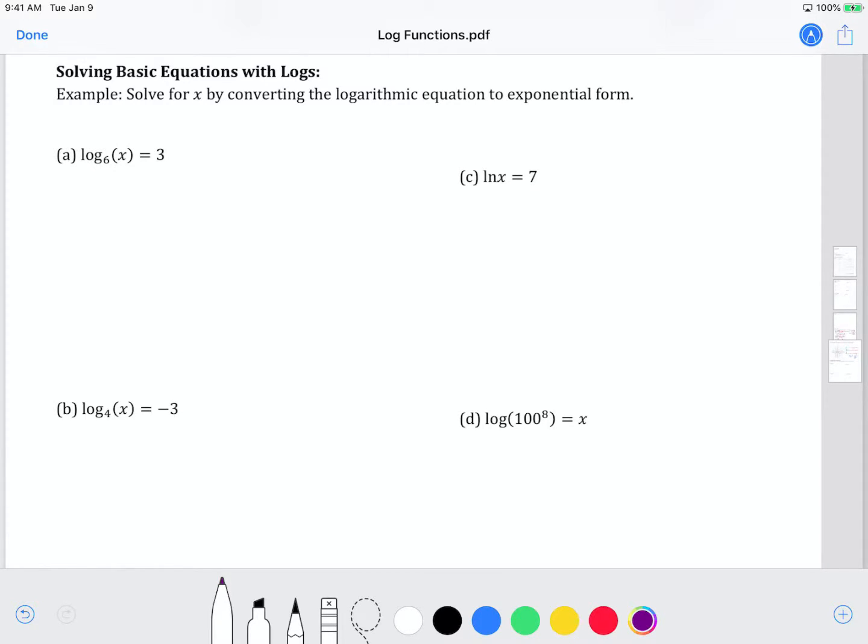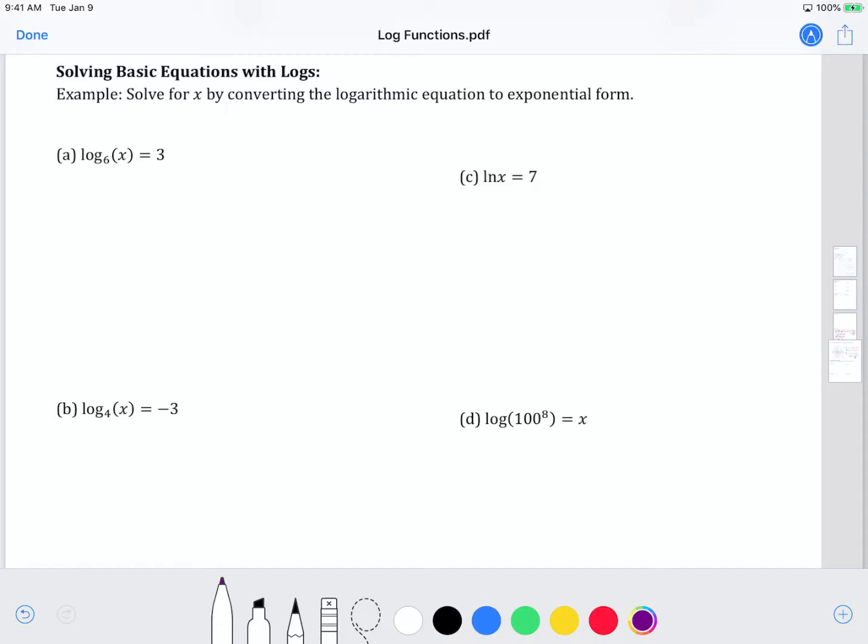Okay, now we are going to discuss solving basic equations with logs. In a later section, we're going to get more into detail with this, but we're just going to introduce you to the most basic possible log equation to solve.